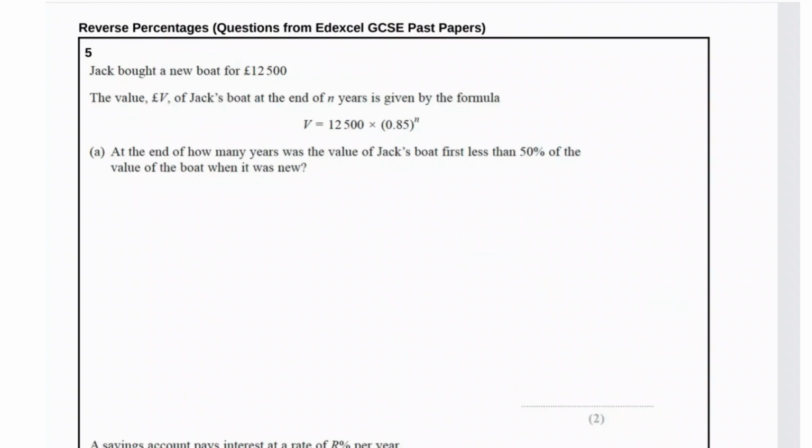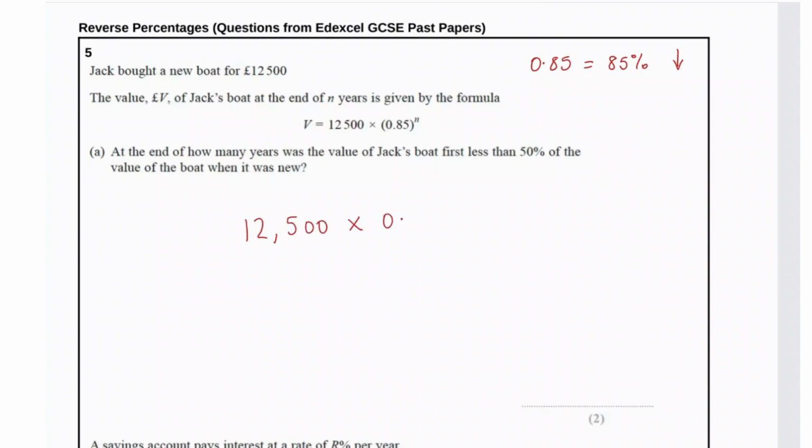Fifth question here, we've got a boat that's depreciating in value by 15% a year. We know it's 15% because 0.85 is 85%. So that means if we keep multiplying by 0.85, the value of the boat's going down 15% a year. And we've got to figure out how many years until the boat is first less than 50% of its value.